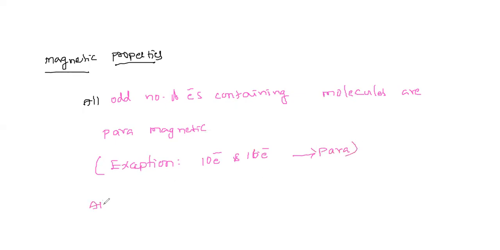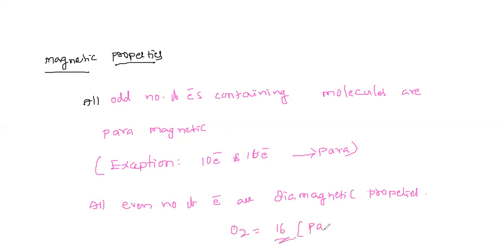Again, all even numbers of electrons give diamagnetic property. For example, O2 has 16 electrons. Generally it would be dia, but it is para. We wrote that it is an exception case: 10 electrons and 16 electrons are exceptions. For the remaining, whether even or odd, you have to follow this order.